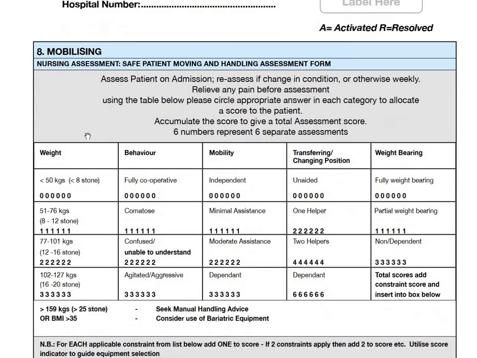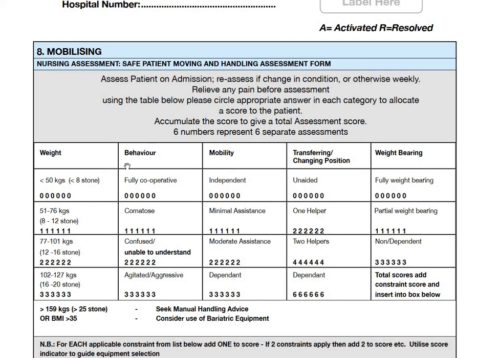So we look at each aspect here. So we look at the patient's weight first. So we circle which one applies. If the patient is less than 50 kgs, they'll be scoring a 0. So we circle a 0. If they're between 51 and 76 kgs, they score a 1. So we circle a 1, etc.